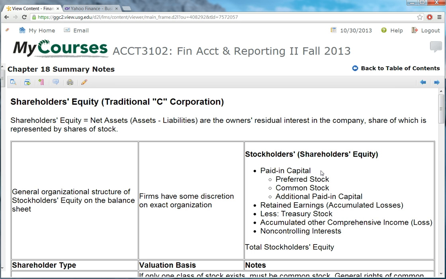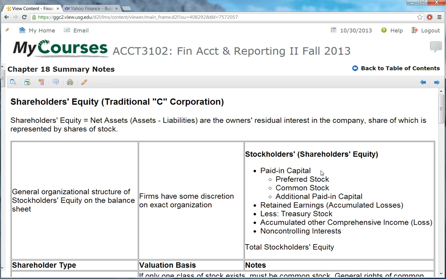To the extent that earnings are not distributed by way of dividends and so on, then that is going to be accumulated over time on the balance sheet. So the benefits of generating positive income over time and retaining that income in the company are ascribed to the shareholders or stockholders of the company.